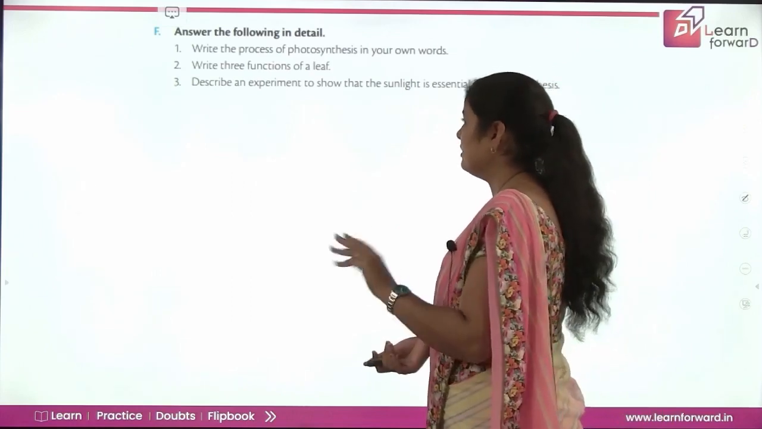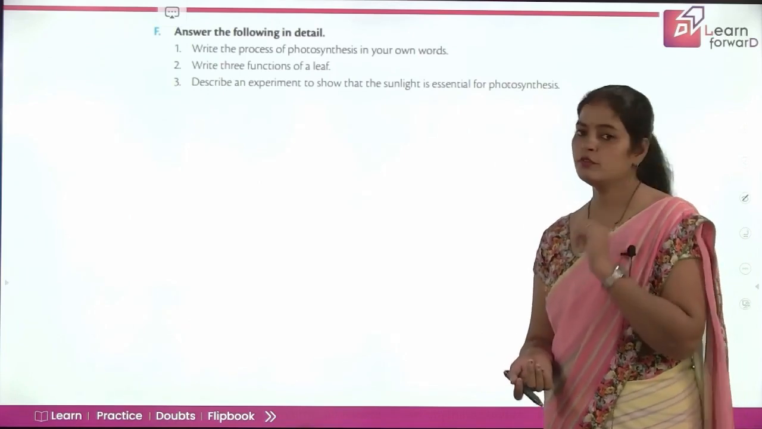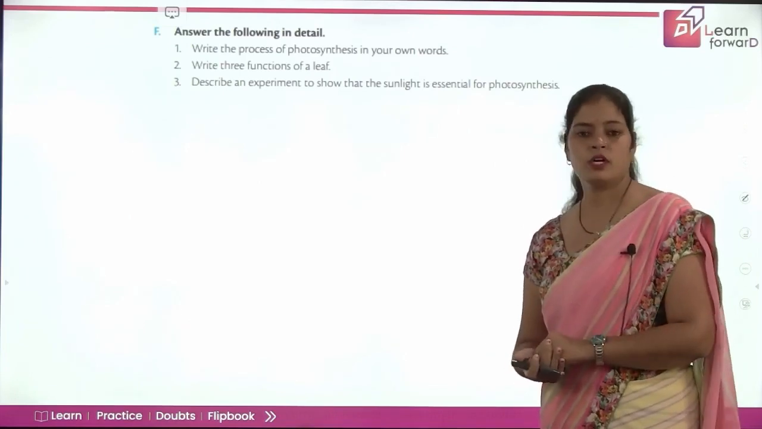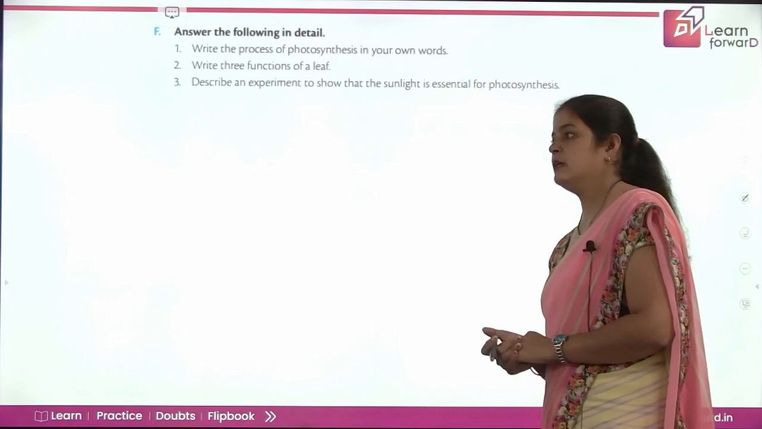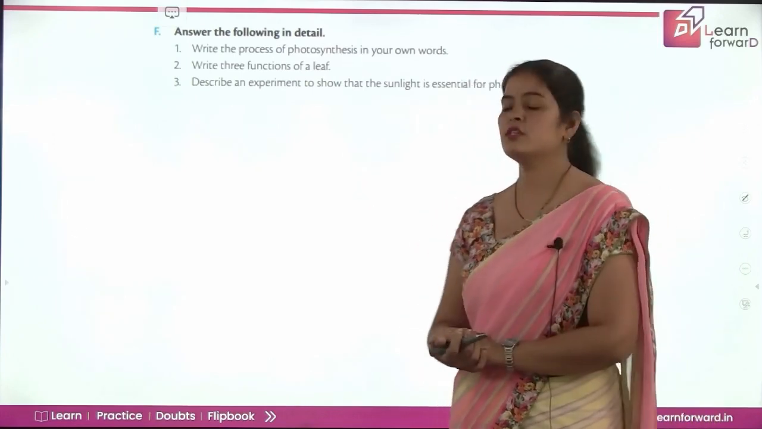Now write 3 functions of leaf. They give green color to the plant. They act as food factory, means they are involved in the food production process. And next thing, they help in giving off oxygen to the animals.